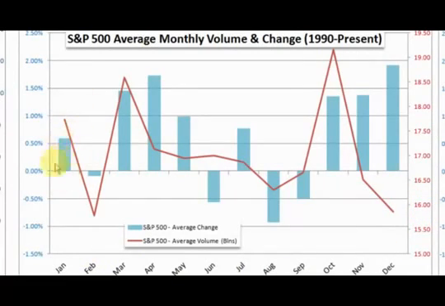January is materially weaker and volume materially higher. We haven't seen that volume pick up in a meaningful way yet. In fact, I have been keeping track.